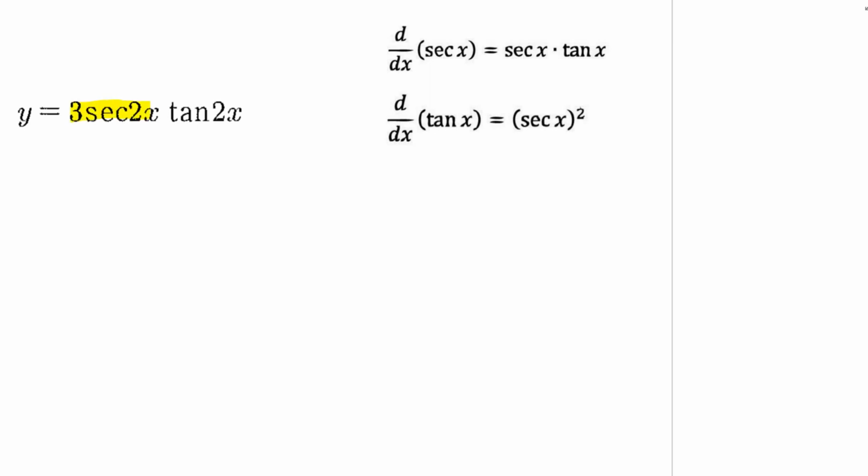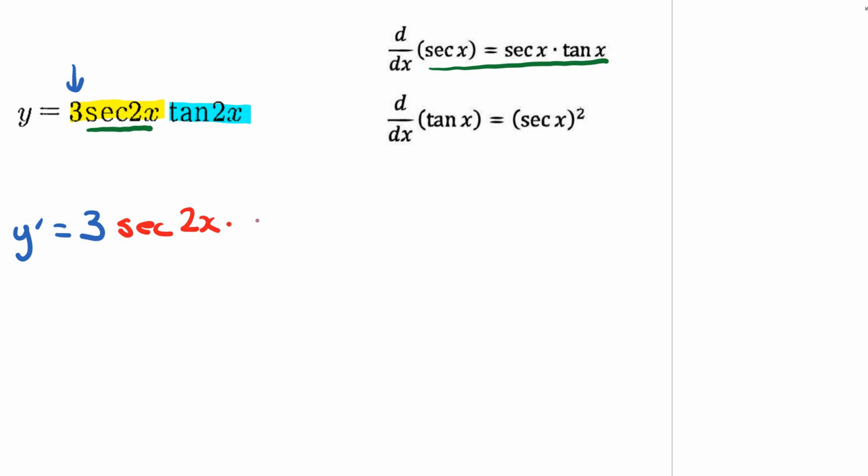For this question here, I have another product rule, right? So 3 times secant 2x times tan 2x, y prime. Okay, so constants stay in front, and then I need the derivative of secant 2x, so I can use this part right here. The derivative of secant x is going to be secant x times tan x. So how do I apply that to this particular question? That will be secant of 2x times tan of 2x, and then I need to multiply it by the derivative of 2x, which is just 2. And then I multiply it by the second term, which is tan of 2x, plus.